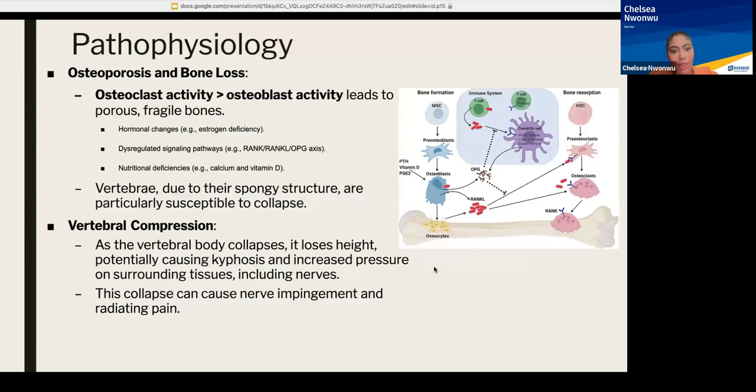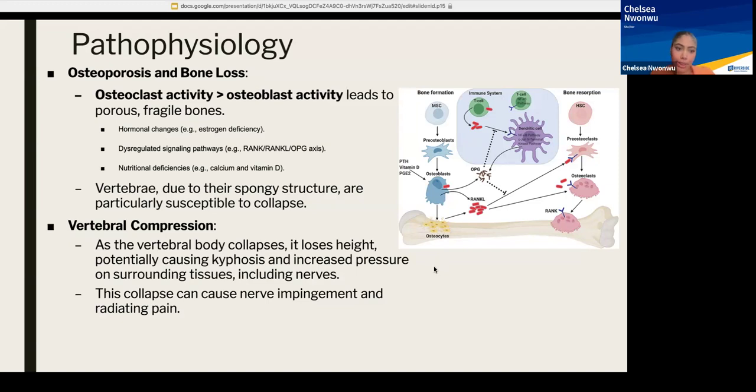And then age-related change. So with aging, osteoblasts become less active and bone matrix synthesis declines, further tipping the balance toward bone loss. And nutritional deficiencies, so inadequate calcium or vitamin D impairs mineralization, weakening the bone's ability to withstand mechanical load.